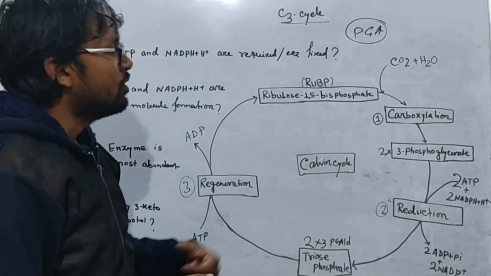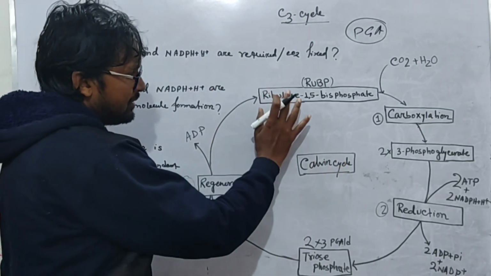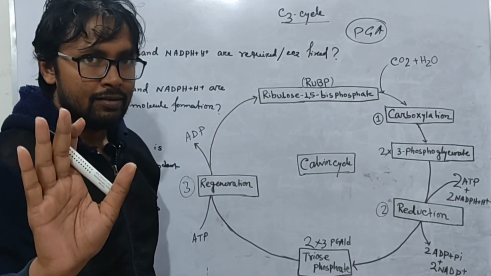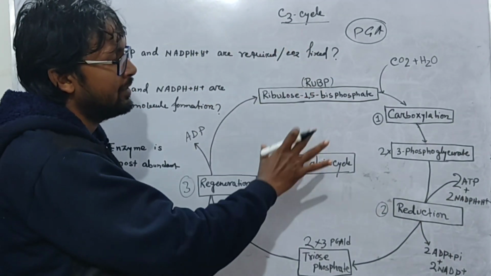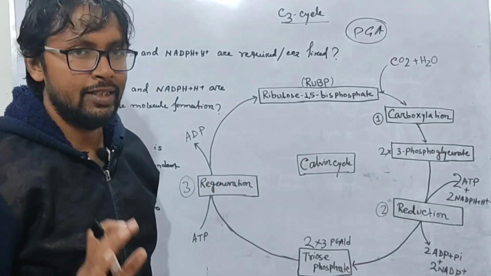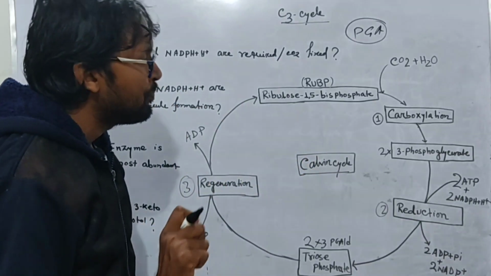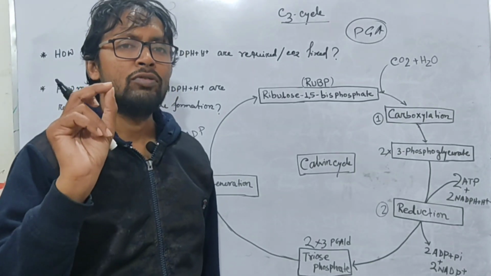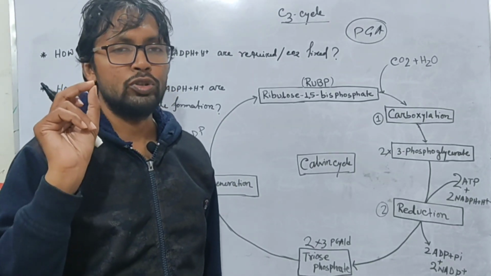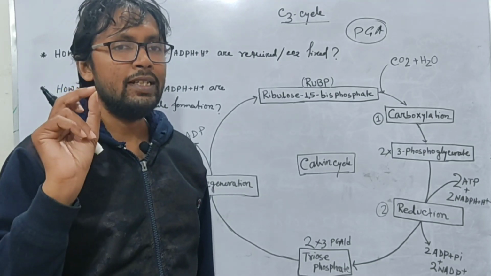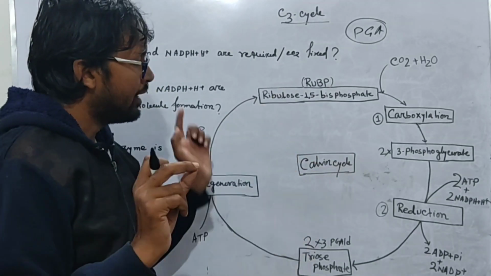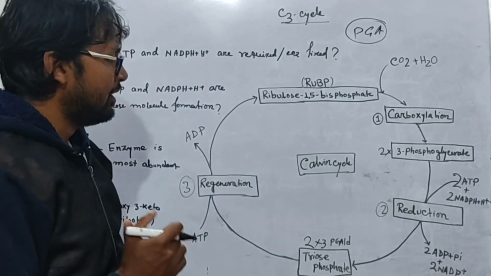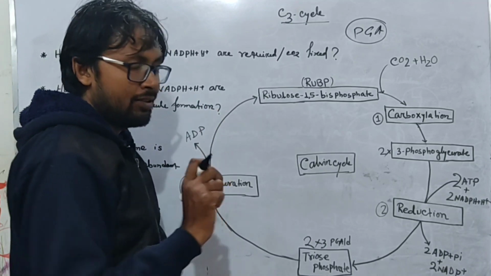Okay, so let's start. Here is the first step of this cycle. So many questions are hidden in this cycle. Now the first problematic question is: for synthesis of one complete glucose molecule, how many cycles of Calvin will run? The first problematic question.